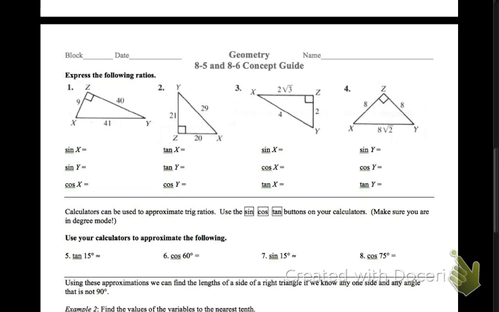So go ahead and see if you can express the ratios here for 1, 2, 3, and 4, the ones that I've written out for you. Pause the video and see what you can do. Remember, SOH, CAH, TOA.